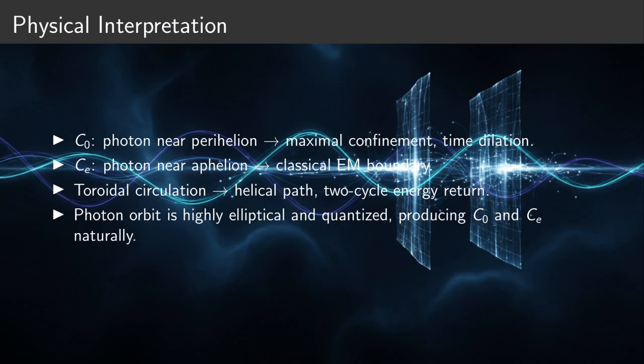Physical interpretation. At the inner circumference, the photon is near perihelion. Here, confinement and time dilation are maximal. At the outer circumference, the photon is near aphelion, corresponding to the classical electromagnetic boundary. The toroidal circulation produces a helical path, with energy completing 2 full cycles. The elliptical, quantized orbit naturally generates both inner and outer scales.